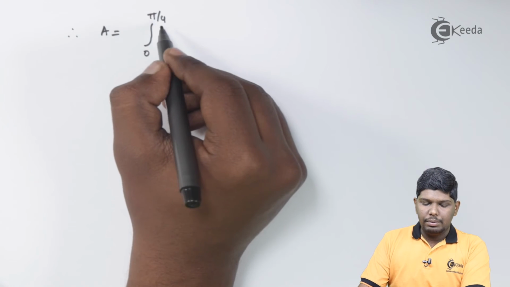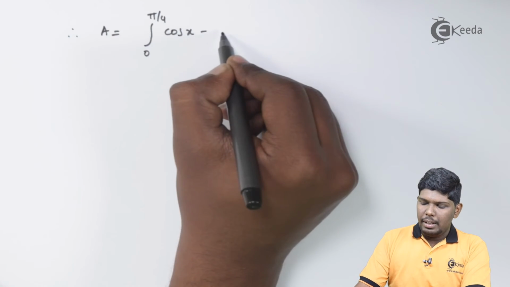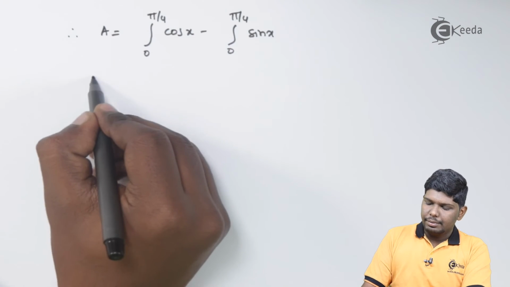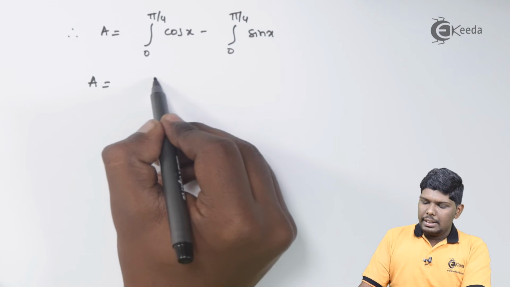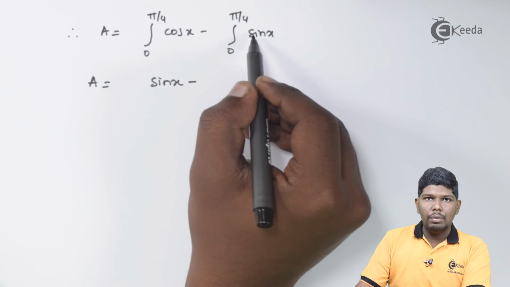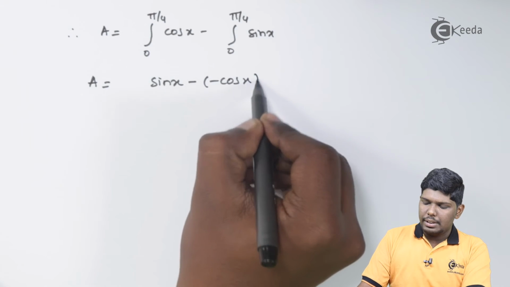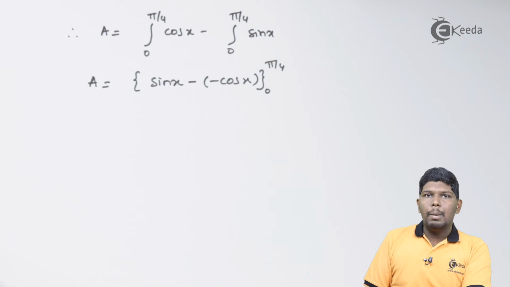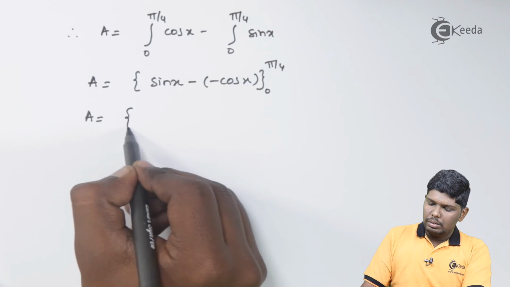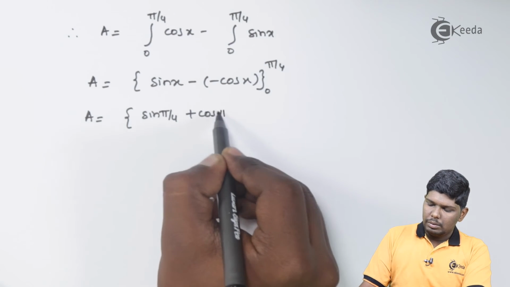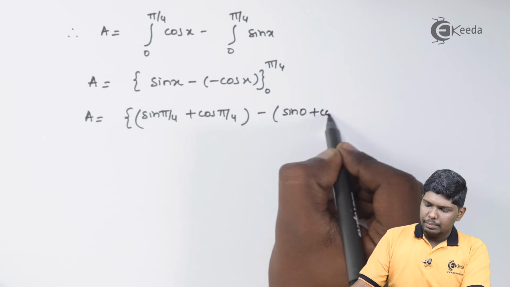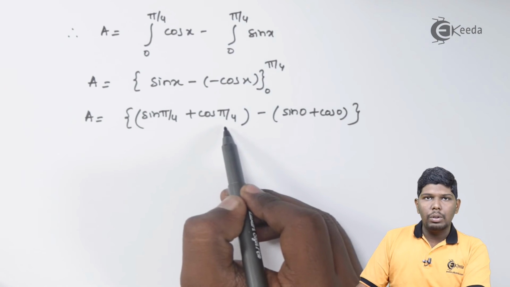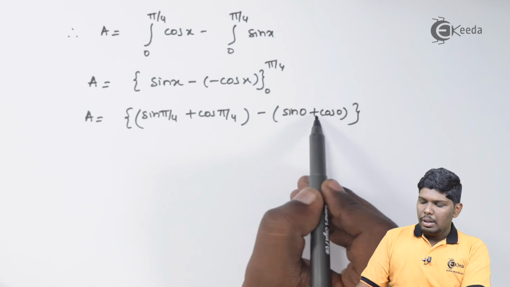integral 0 to pi by 4 cos x minus 0 to pi by 4 sin x. Integral of cos x is sin x minus integral of sin x is minus cos x within limits 0 to pi by 4. On substituting upper and lower limits, we have sin pi by 4, minus of minus will give you plus cos pi by 4 minus sin 0 plus cos 0.